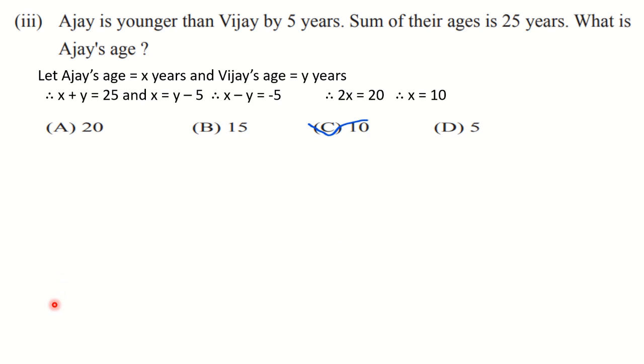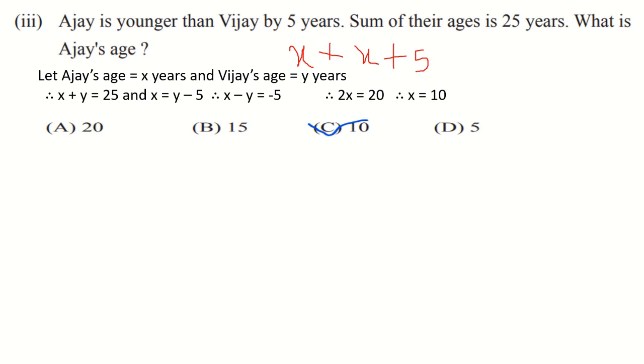Now this is one method. You can have another method also. I am using the pen and showing you the method. Here instead of using two variables, you can use one variable only. So for Ajay, you can take the age as x. Correct? And Vijay is elder than Ajay. So for Vijay, I will write x plus 5.